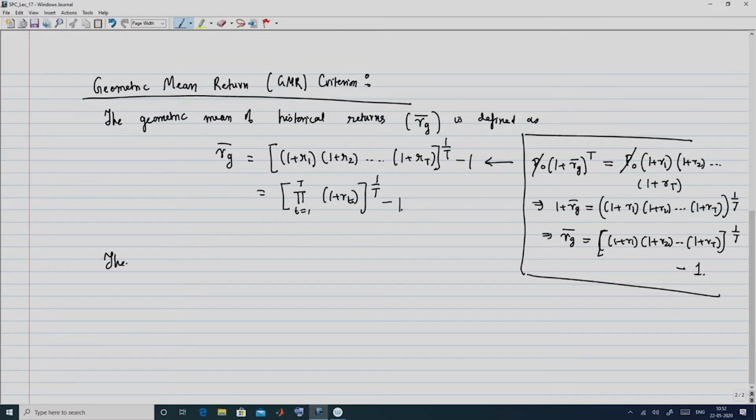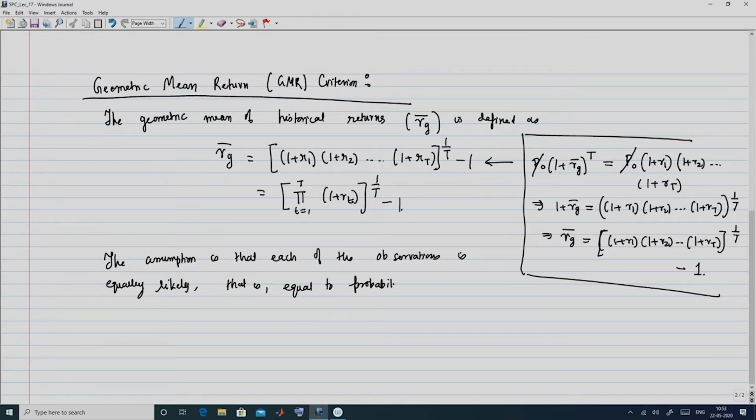Okay, in this setup, the assumption is that each of the observations is equally likely, that is equal to probability of 1 over T.